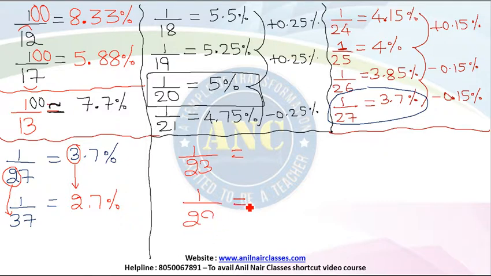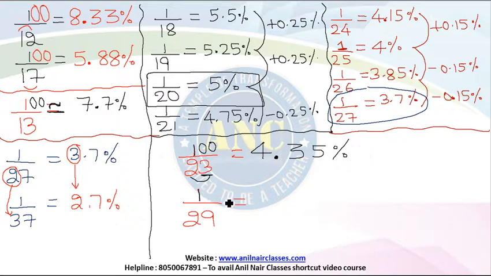Now listen carefully, sir. 1 by 23, 1 by 29. Same logic, I'll put two extra zeros. 100 by 23. 23 into 4 is 92. It will go 4 times. Write down 4. Unit digit in the denominator is 3. Write down 3. Sum of the digits in the denominator, 2 plus 3, is 5. Write down 5.